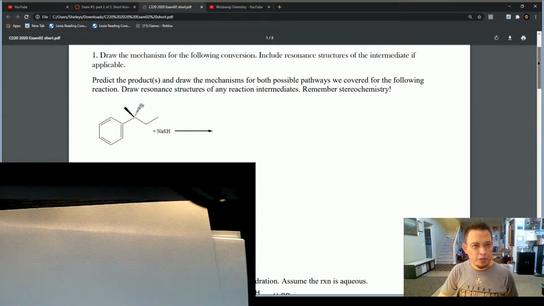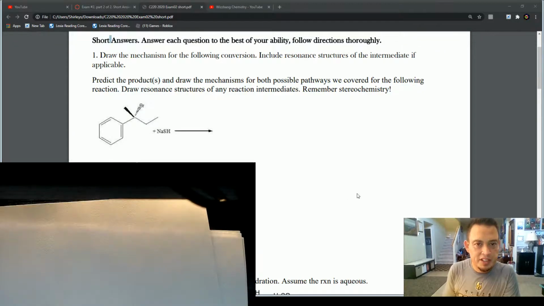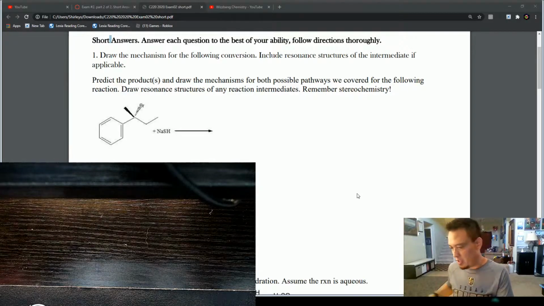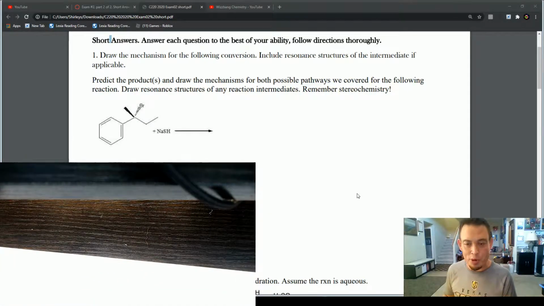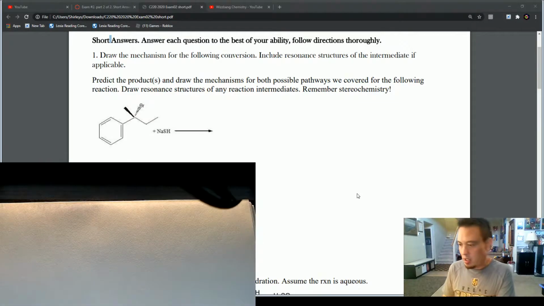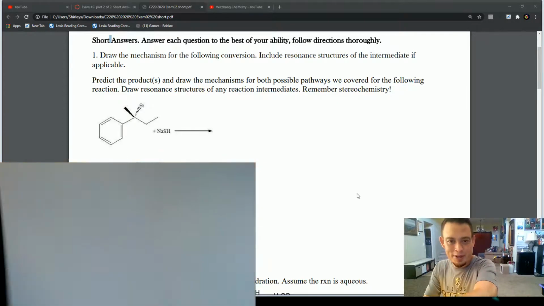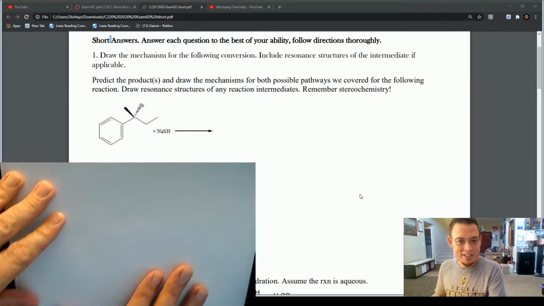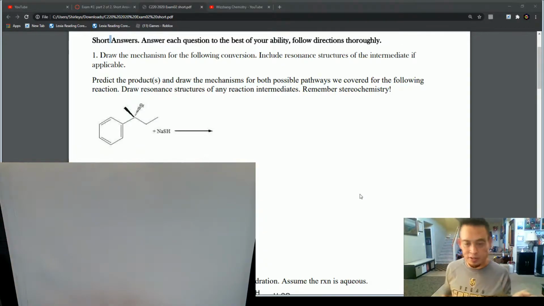All right. So the first question on the short answers here was to predict the product and draw the mechanism for both possible pathways. I was actually kind of nice on the grading on this one because I specified both possible pathways. So what I was specifically looking for when I was writing it, not necessarily when I was grading it, was that you guys would recognize that I was looking for an SN1, SN2, or E1, E2 type situation here.